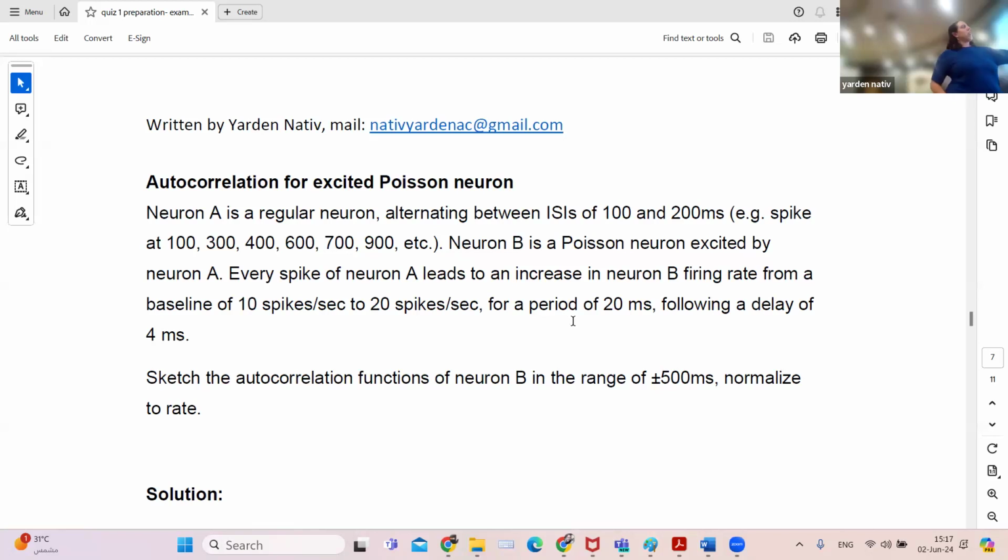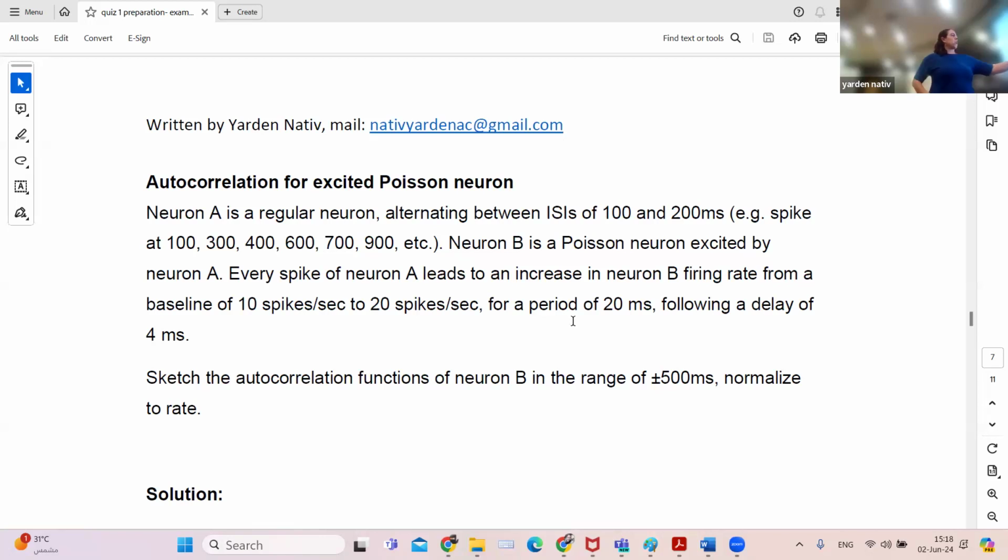Okay. And then there is neuron B. And this is a Poisson neuron excited by neuron A. Every spike of neuron A leads to an increase in neuron B firing rate from a baseline of 10 spikes per second to 20 spikes per second. So this is harder, first of all, because the baseline is not zero. In the previous one, you could say that the baseline was 0. Now it's 10 and 20.